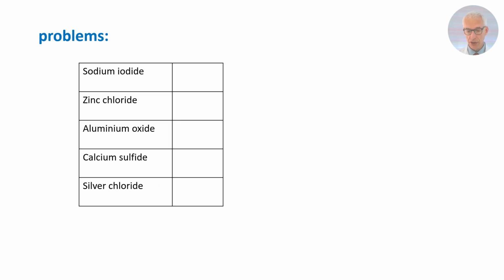Okay, so I'm going to work our way through. NaI, sodium is a 1 plus ion, iodide is 1 minus, so those sum to 0. Zinc chloride, well, zinc is a transition metal, so it's a 2 plus ion, so I need 2 chlorides at 1 minus to sum to 0.